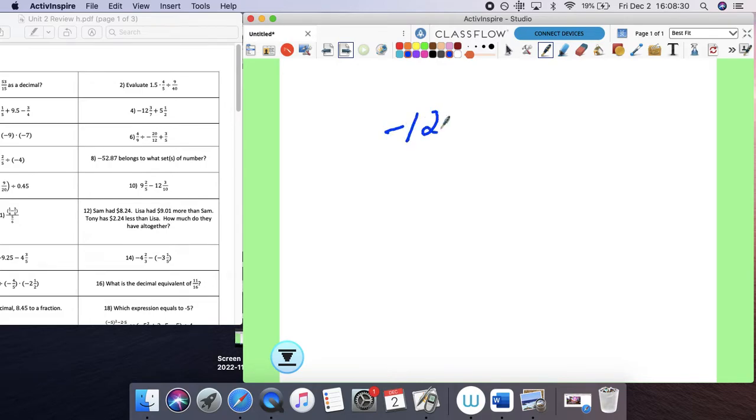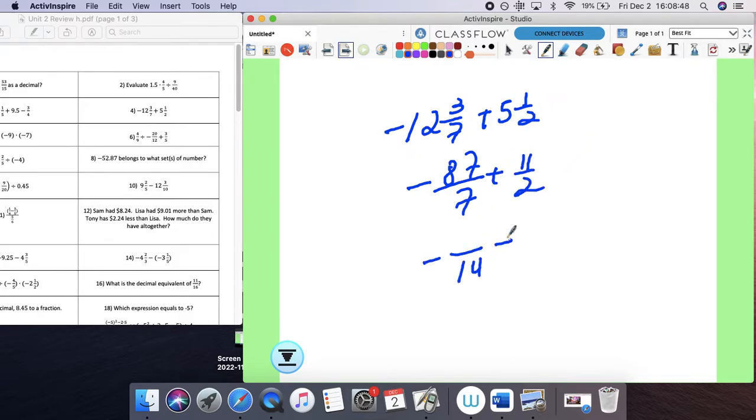4, negative 12 and 3 over 7 plus 5.5. I can't change this to decimal because 3 over 7 is not going to work. So I'm going to change it to an improper fraction. 7 times 12 is 84. Plus 3 is 87 over 7 plus 11 over 2. LCM is 14. So this is times 7, which gives me 77 on top. This is times 2, which gives me 174.